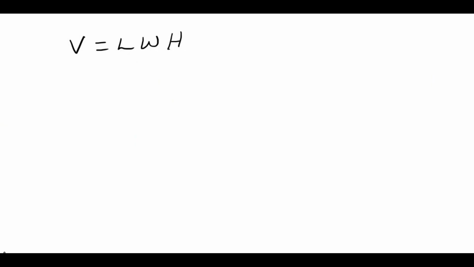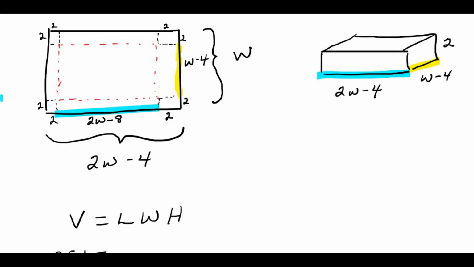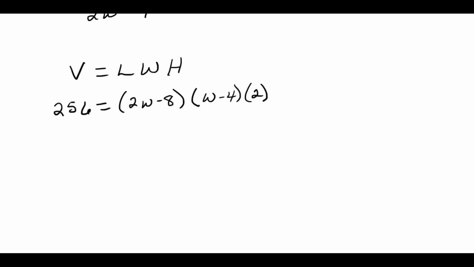The formula for the volume of a rectangular prism is on your reference sheet. The volume in this problem is 256. That was given to me in the original problem. The length, width, and height are given to me in the picture toward the right. Normally when I have a problem like this, I would want to start by multiplying out, but because I have a factor of 2 right here, and I know that this number is divisible by 2, I'm going to divide both sides of my equation by 2.